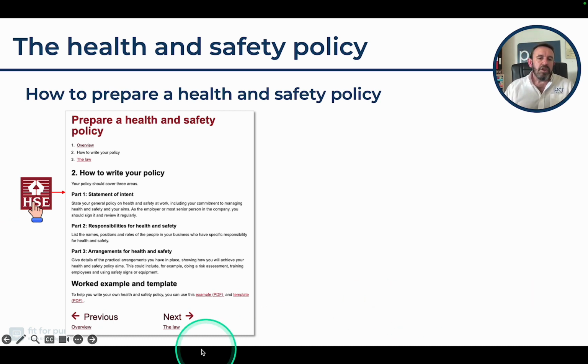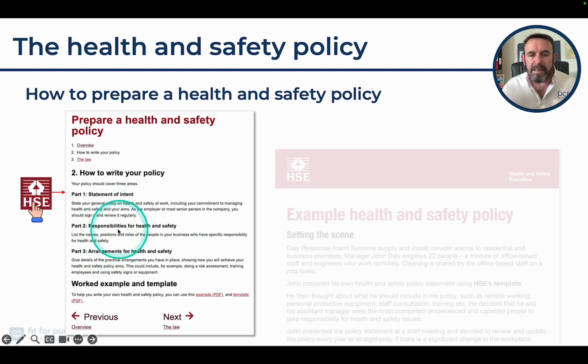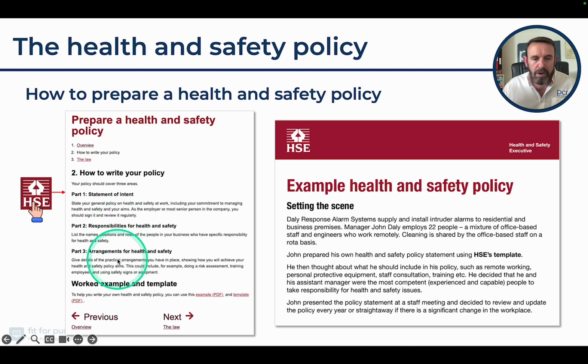So the HSE, they talk about how we write a policy, and they say about the three parts: the statement of intent, saying what we're going to do, putting that on that statement, then the responsibilities, listing the names, then the arrangements, finally that final section.